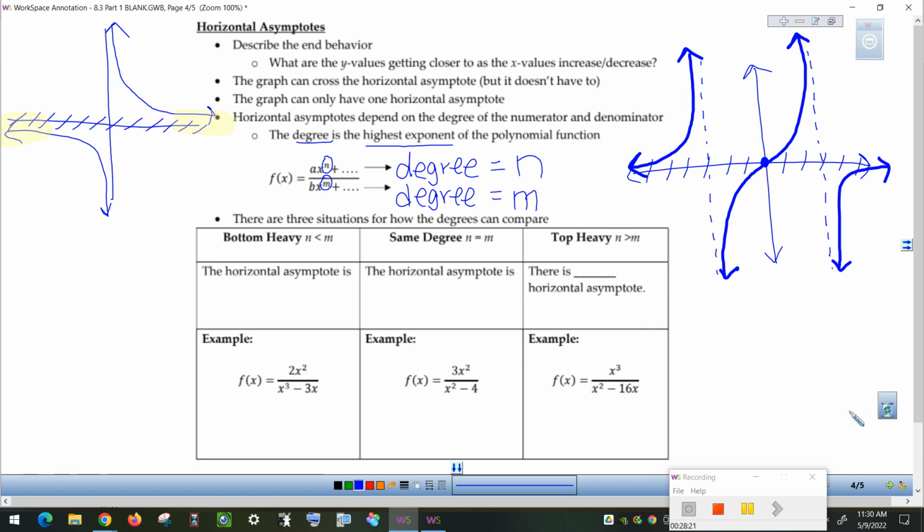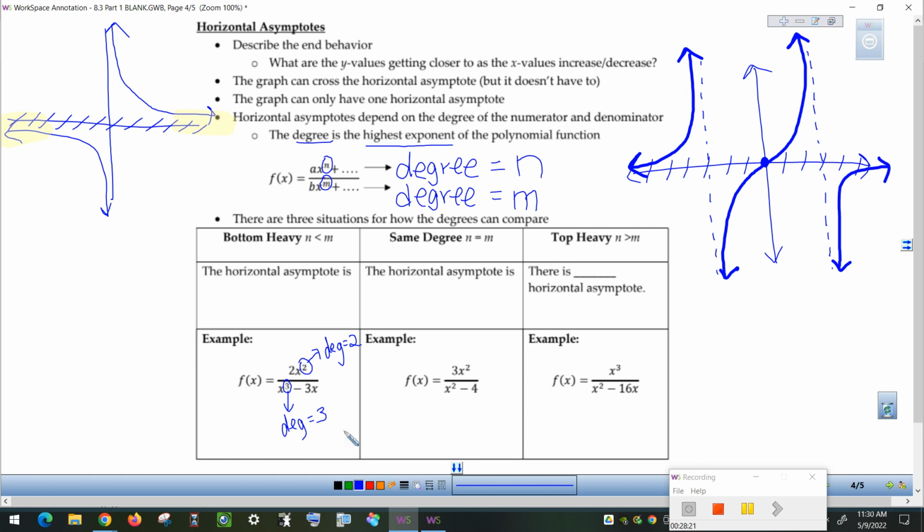There are three ways that the two degrees can compare to each other. So one possibility is that the degree on the top is less than the degree on the bottom. Here's an example of what that would look like. If you look at the degree on the top, the highest exponent we have here, that's a degree of 2. And then notice down here on the bottom, that's a degree of 3. So we're just looking at the exponents here.